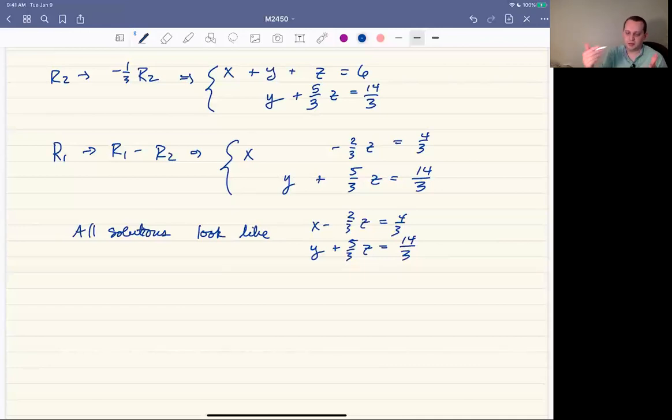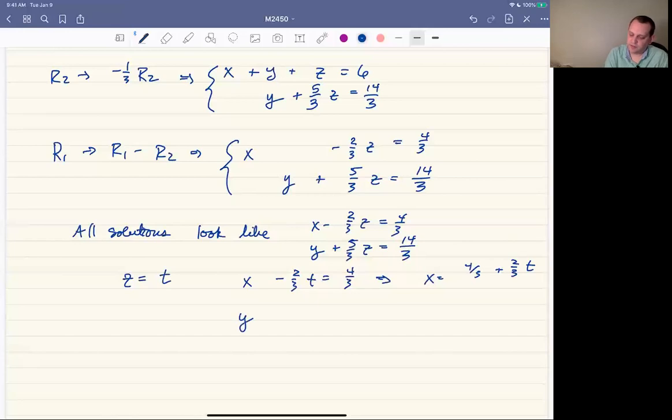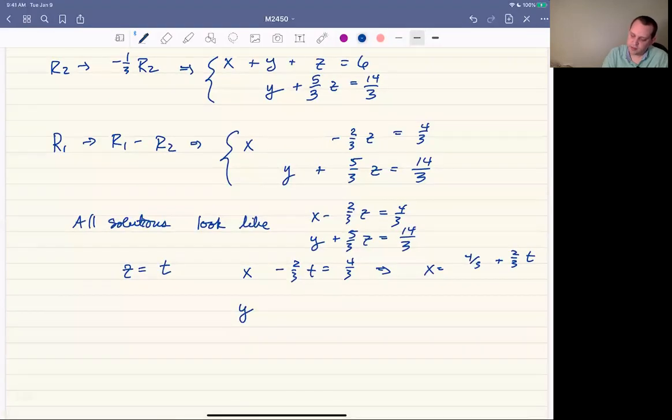And notice that there's a z in both equations. So what I'm going to do is let z be our parameter t, and then we can solve for the other variables in terms of t. So our top equation is x minus 2/3 t equals 4/3, and that becomes x is 4/3 plus 2/3 t. In the bottom equation, if we plug in z equals t, it's y plus 5/3 t equals 14/3, and that translates to y equals 14/3 minus 5/3 t.